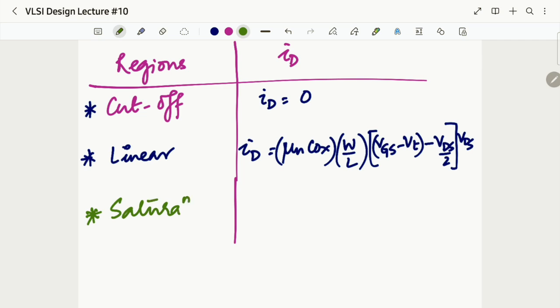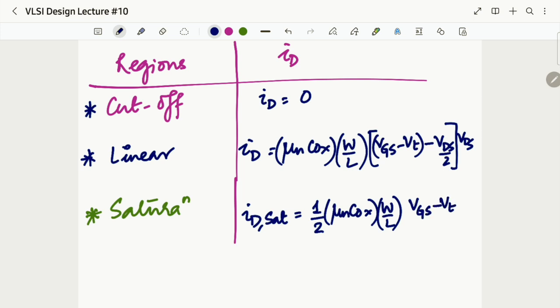So saturation region, what is my ID? So my ID is ID sat, which equals half of mu n cox W by L, VGS minus VT whole square. Okay, so these are the three different regions and their corresponding current equations and current values.